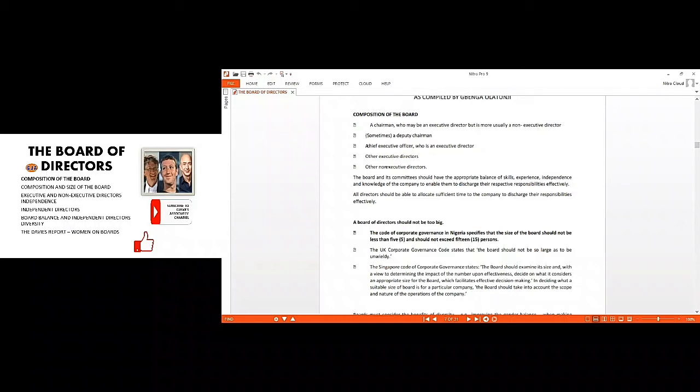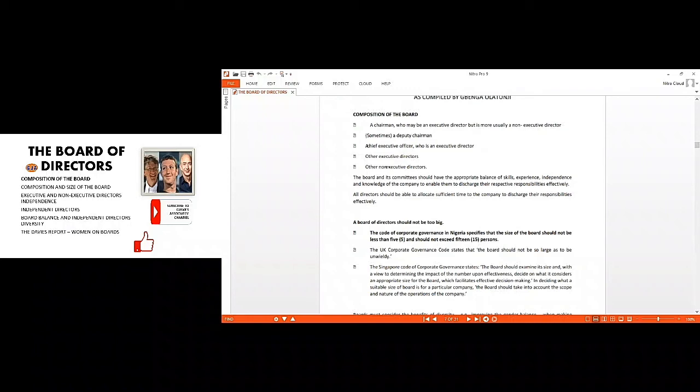Best practices. The UK Corporate Governance Code states that the board should not be so large as to be unwieldy. So, best practice, we should not be too large in the composition of the board.